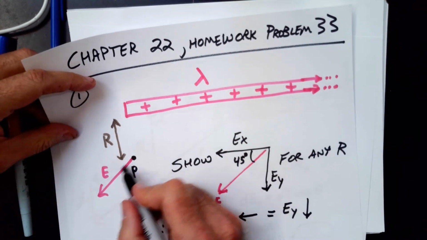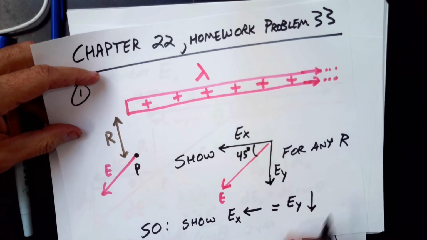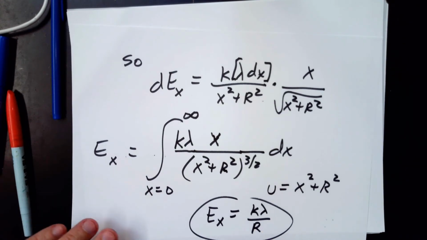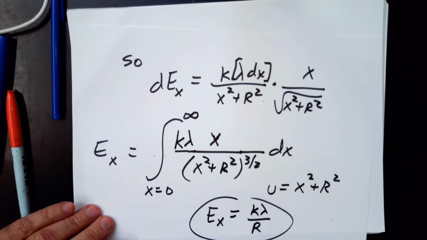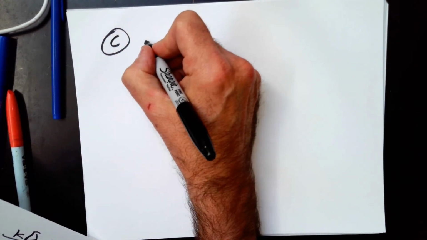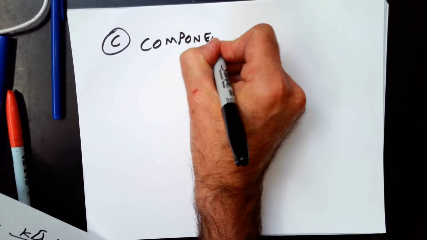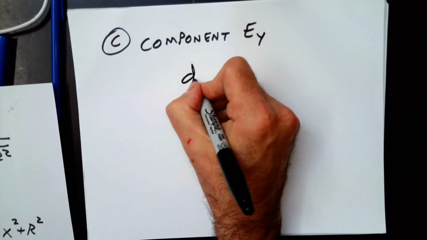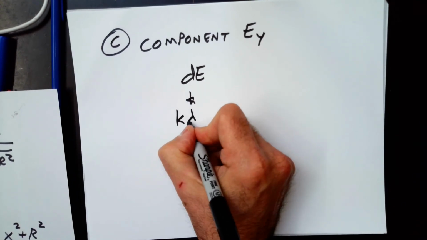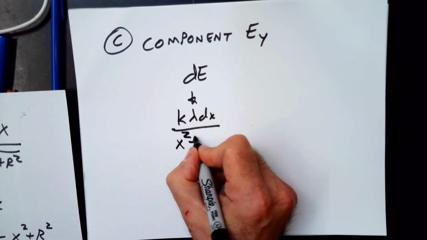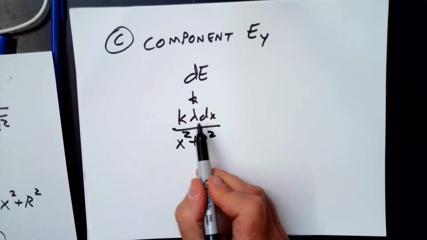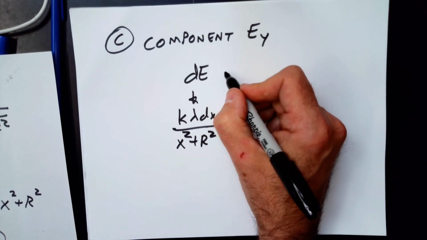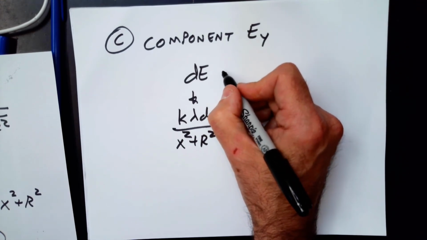We had to prove that this angle was 45 degrees in all cases, no matter what capital R was. So to do that, we have to show that EY equals the same thing. Okay, so C for component EY, we do the same thing. Use the same thing for dE, which would be k lambda dx over x squared plus capital R squared. That's Coulomb's law. K times the little charge divided by the distance squared. Okay, times, but in this case, I don't think I have to redraw the diagram or show you all the steps. I think it's straightforward enough.